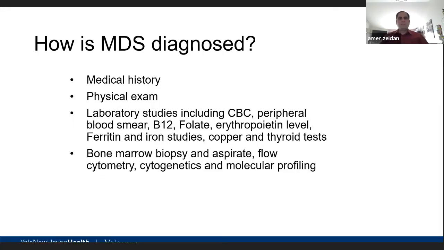Thank you. So how do we actually diagnose MDS? We diagnose MDS by the medical history, by the physical exam, but also by an extensive array of blood tests, as we discussed, including assessment for nutritional deficiencies, assessment for copper and other rare metal deficiencies, as well as often doing a bone marrow biopsy. Some of you might have had a bone marrow biopsy and an aspirate, and we do a number of studies.